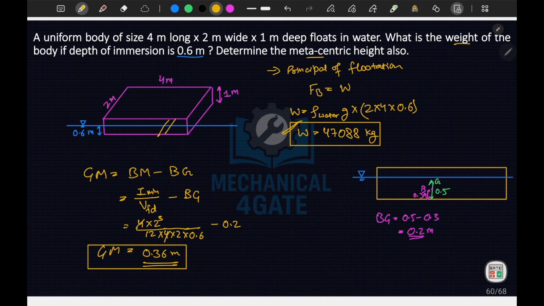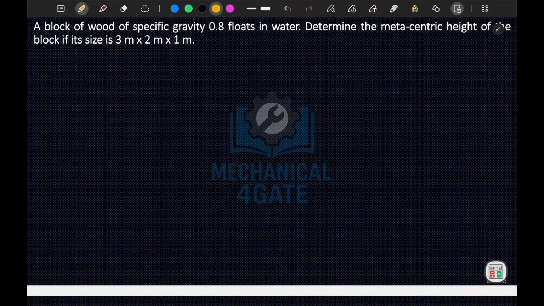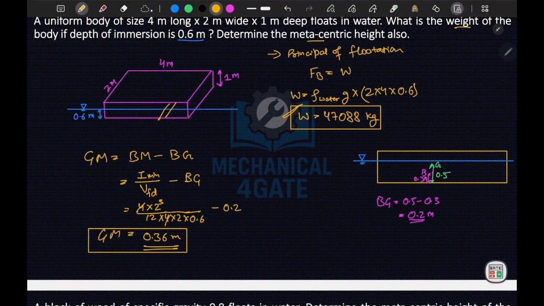Now, in the next question, a block of wood of specific gravity 0.7 floats in the water. Determine the metacentric height of the block if its size is 3 meter by 2 meter by 1 meter. So this system is also something like this.